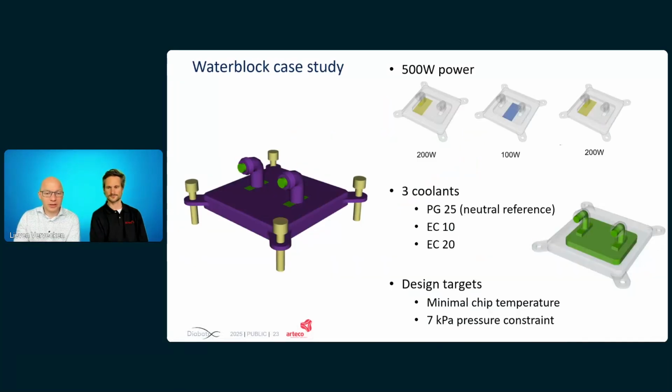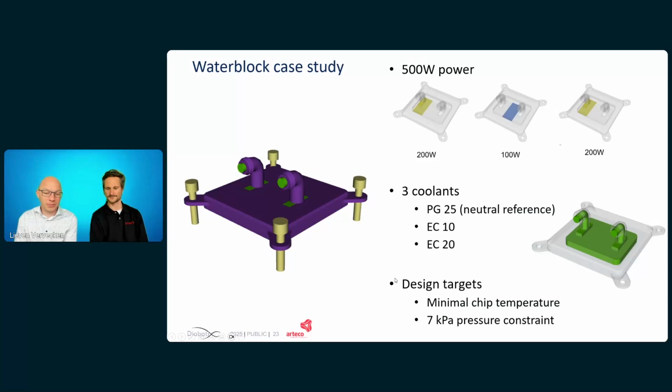So let's zoom in a little bit deeper on the water block. You will see here the heat input is not uniformly distributed, as it's split in three sections. For this study, we're actually comparing three coolants. On the one hand, a generic PG25, with properties that are publicly available, and compare that to Arteco coolants EC10 and EC20, where, if I'm not wrong, the EC20 is exactly the same as the PG25, and the EC10 is then the coolant that Senna briefly discussed earlier.